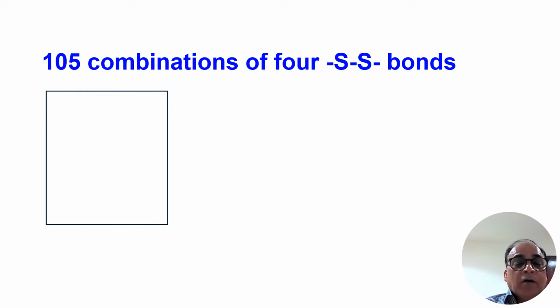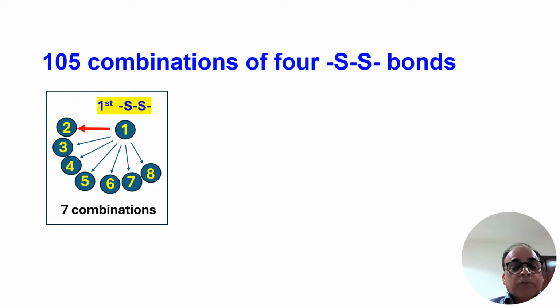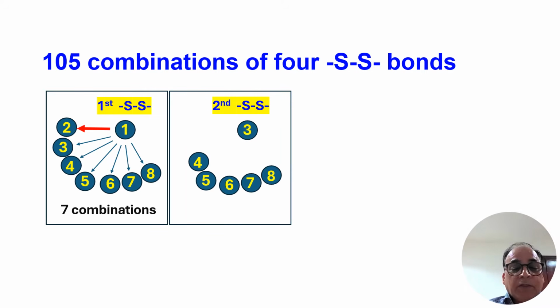I will explain how 105 combinations of 4 SS bonds are formed in the RNase molecule. You have 8 cysteine residues which will be involved in the formation of the first SS bond. What are the combinations or possibilities? There are 7 possibilities or combinations possible for the formation of the first SS bond. And once the first SS bond has been formed, the remaining 6 cysteine residues will be involved in the formation of the second SS bond in 5 different combinations.